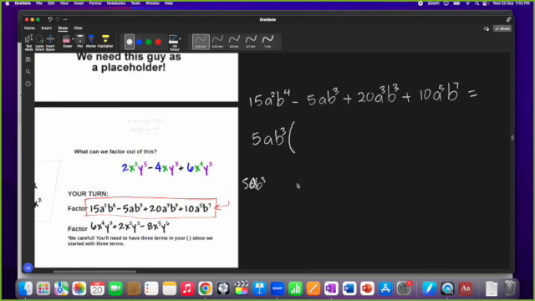So now I open my brackets. 5 times 3 will give me 15. A times A will give me A squared. And B cubed times B will give me B to the 4th. Minus 5 times 1 is 5. I don't need to write the 1. A times 1 is A, so I already have 5A there.